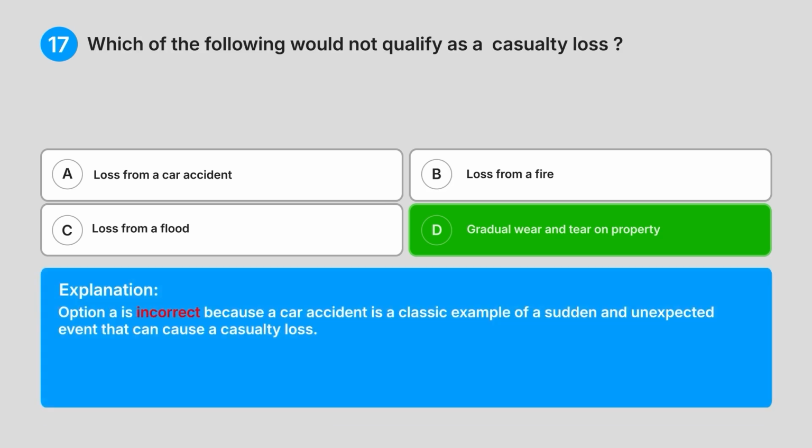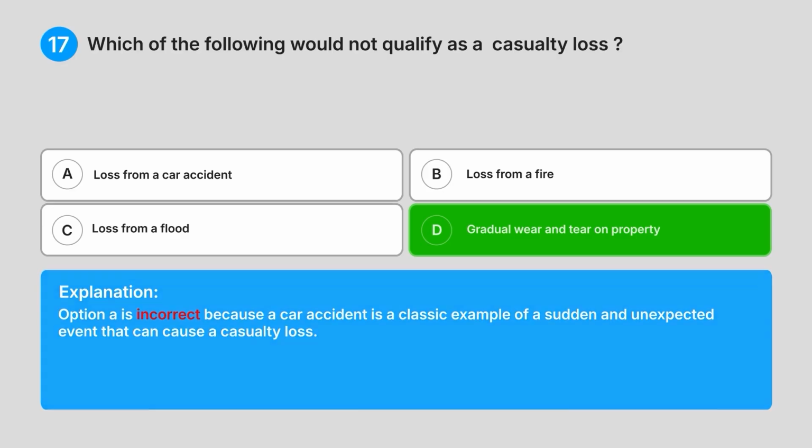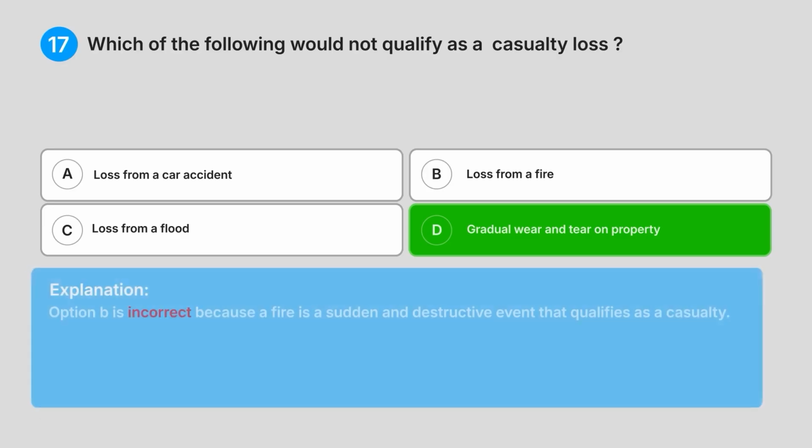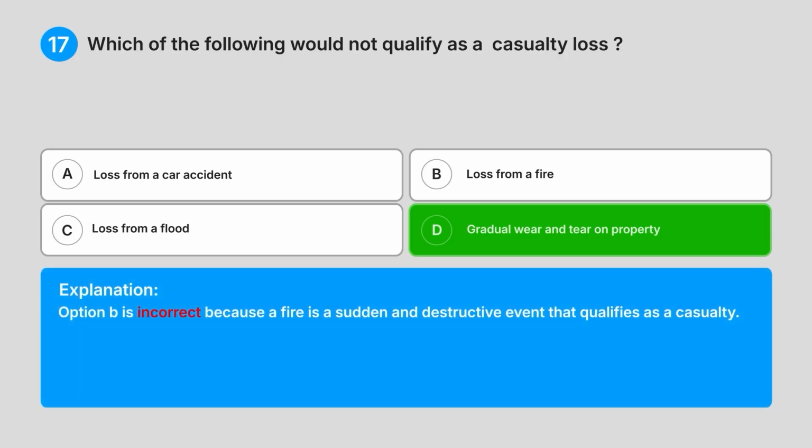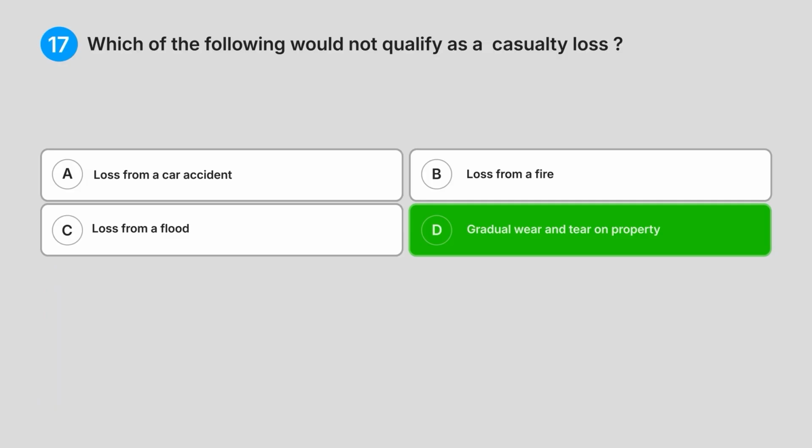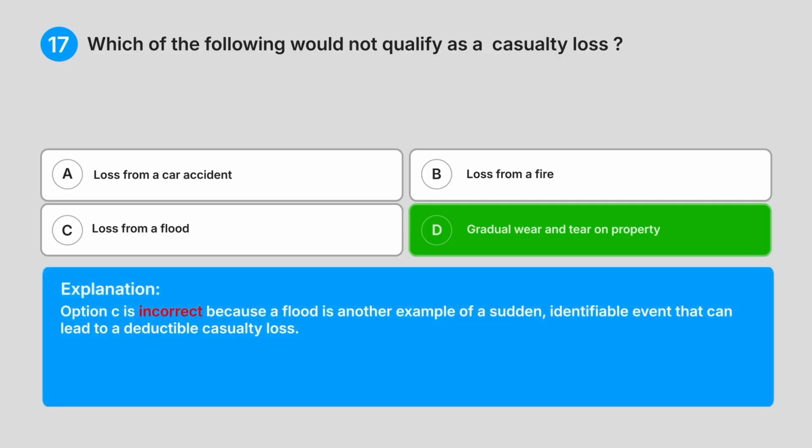Option A is incorrect because a car accident is a classic example of a sudden and unexpected event that can cause a casualty loss. Option B is incorrect because a fire is a sudden and destructive event that qualifies as a casualty. Option C is incorrect because a flood is another example of a sudden, identifiable event that can lead to a deductible casualty loss.